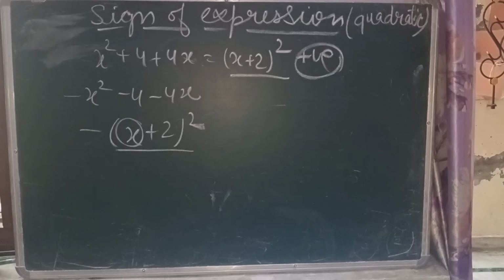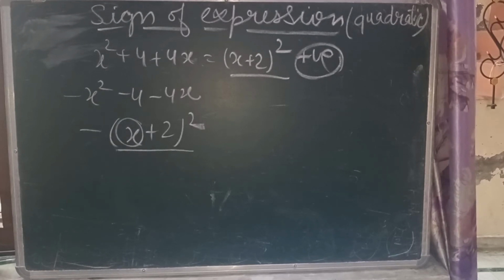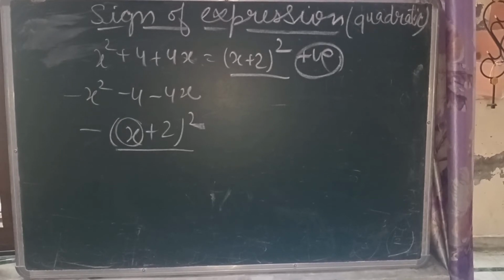Welcome everyone. Today we are studying our new topic, the sign of an expression, or we can say the sign of any quadratic function. If I'm talking about a function like x square plus 4x plus 4, I can write it as x plus 2 whole square, and for all the values of x, the expression will always be positive.